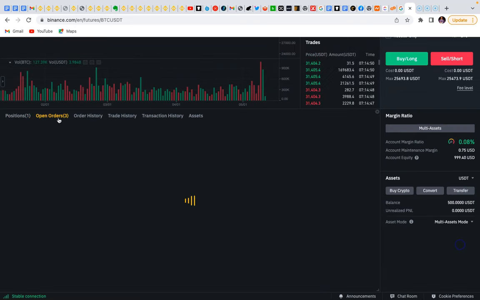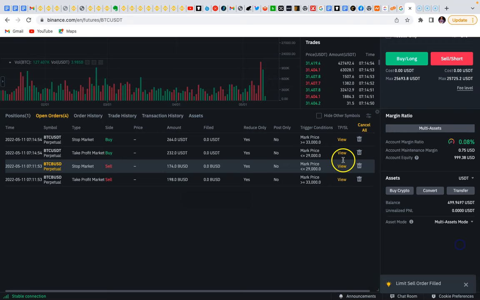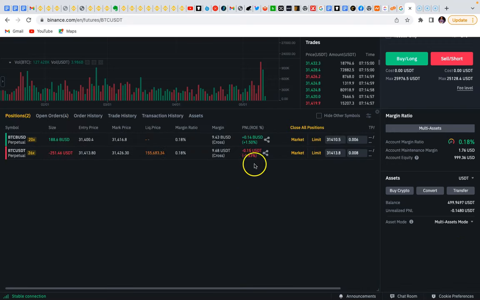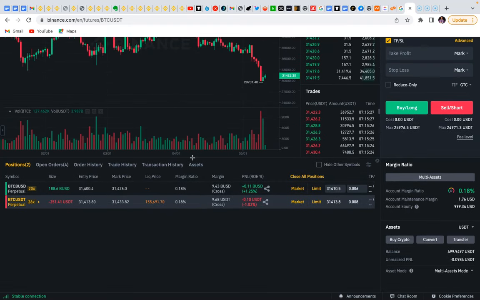My order is yet to be filled. As you can see, it's not filled yet, but I hope it gets filled. Okay, yes, it has been filled. So as you can see here, I have two positions currently open on BTC because I'm using the multi-margin futures. I have a long position open on Bitcoin using my BUSD, and I have a short position open on Bitcoin using my USDT margin futures. So with this, I can guard against any potential risks on my trade.